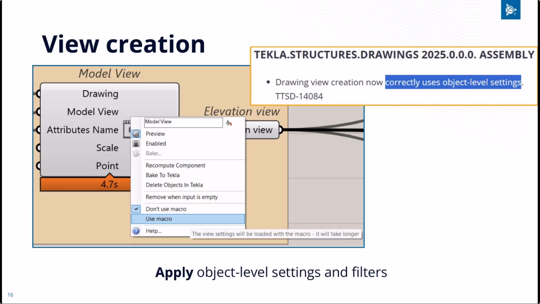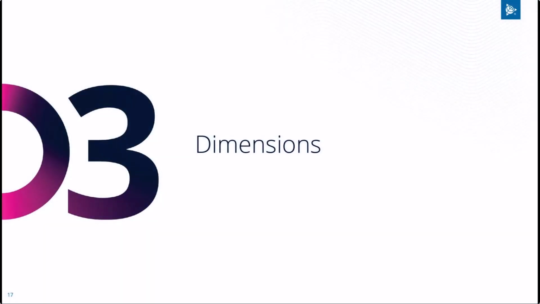You right click the view component in Grasshopper and pick the use macro. And then those settings will be loaded. But of course, it will increase the time of inserting those views. But thanks to the Tekla Open API developers, from Tekla 2025 it is fixed, so you don't need to use that hack.